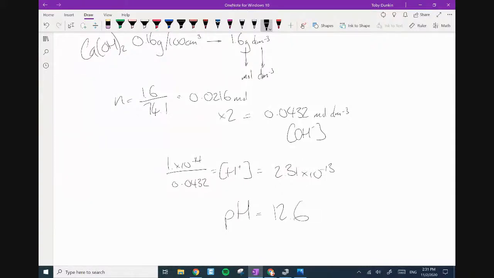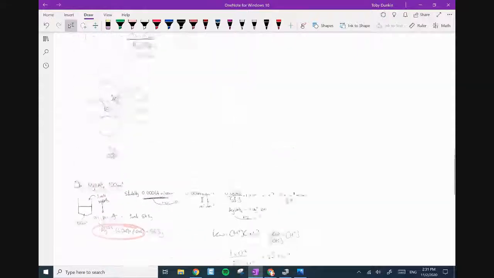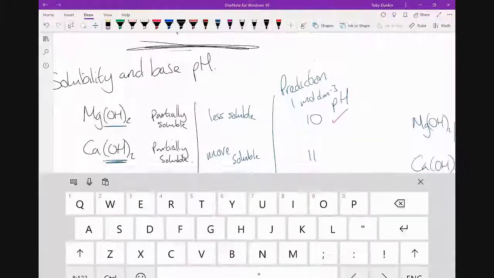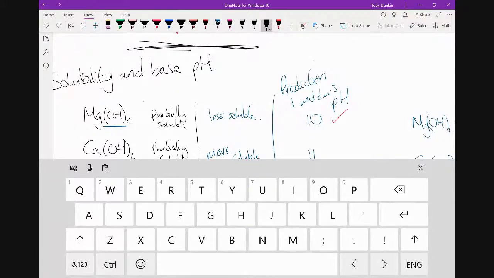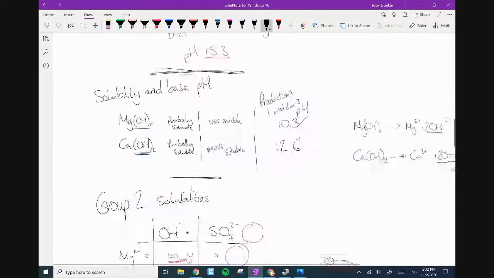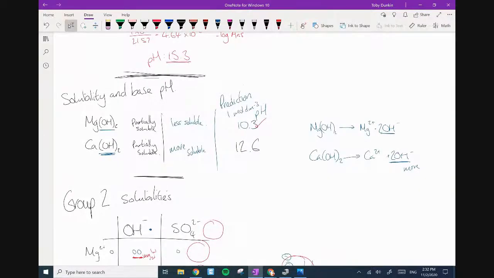Okay, I got that prediction wrong. But what a game. Isn't that bonkers? I'll take 12. I'll even put 0.6, and 10.3. Nailed it. Oh, I was miles off with the calcium. Just didn't realize how much more soluble it was. It's way more soluble, about 100-fold more soluble. That's bonkers. That's cool.